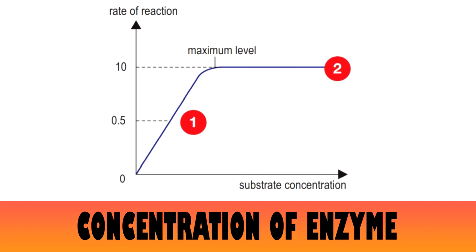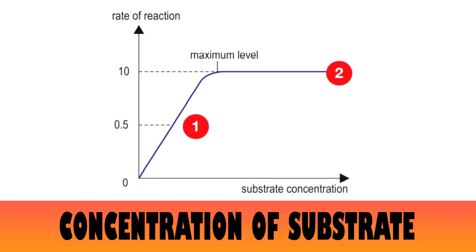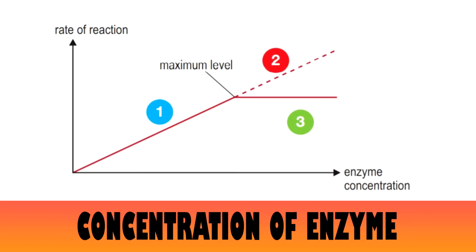At this maximum level, the concentration of enzyme becomes a limiting factor. The reaction rate can only increase when the concentration of enzyme increases. After reaching the maximum level, all the active sites of enzyme are saturated with the substrate and are involved in the catalytic reaction. And lastly is the enzyme concentration.